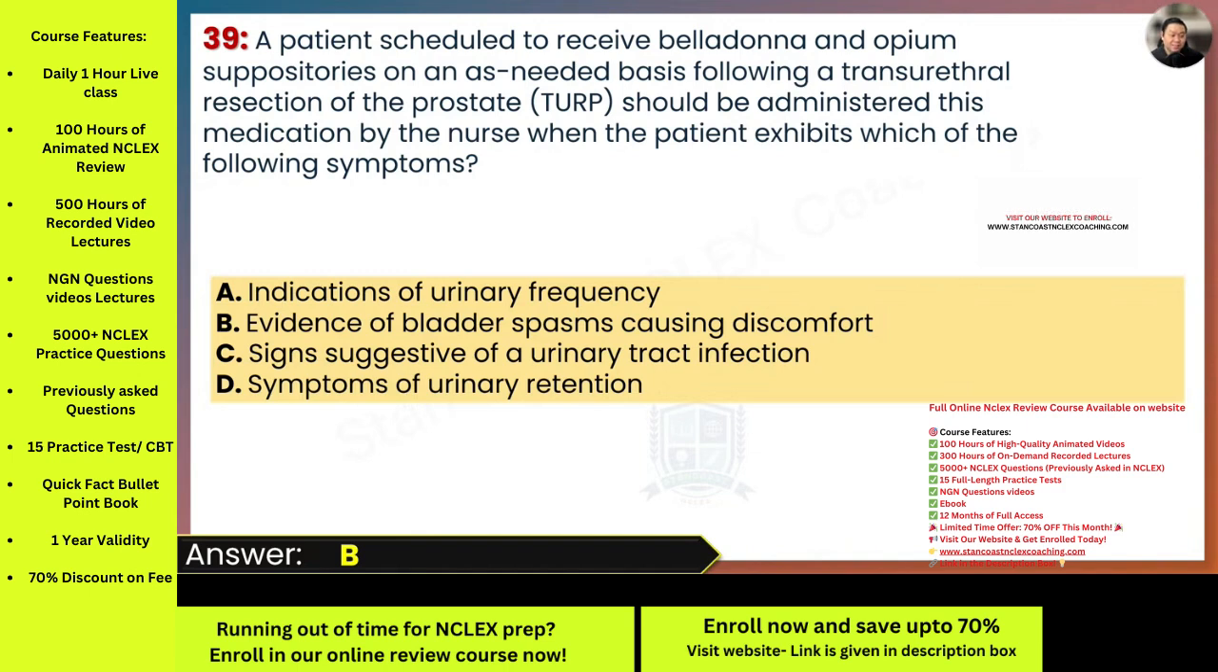D, symptoms of urinary retention. This is also incorrect because urinary retention refers to the inability to fully empty the bladder, and the belladonna and opium may relieve the bladder spasms, but they do not directly treat urinary retention.